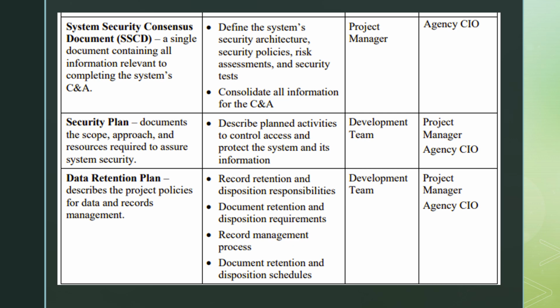Fourth is the Data Retention Plan. It describes the project policies for data and records management. Objectives: number 1 is to record retention and disposition responsibilities. Second, document retention and disposition requirements. Third, record management process. And last is to document the retention and disposition schedule. In charge is the development team, to be approved by the project manager and agency CIO.